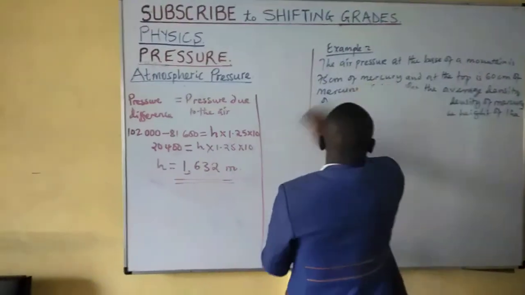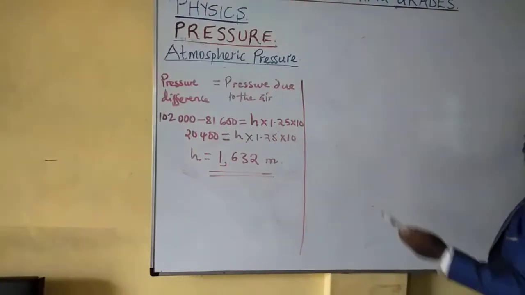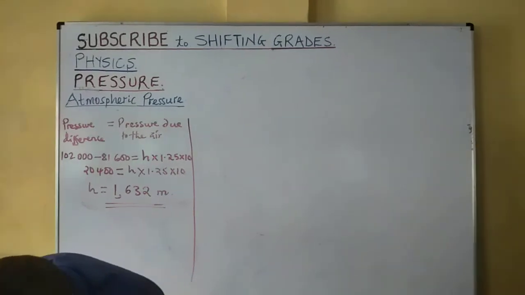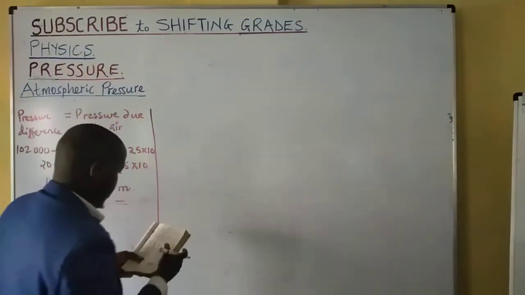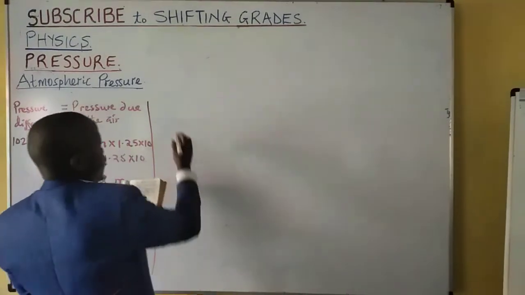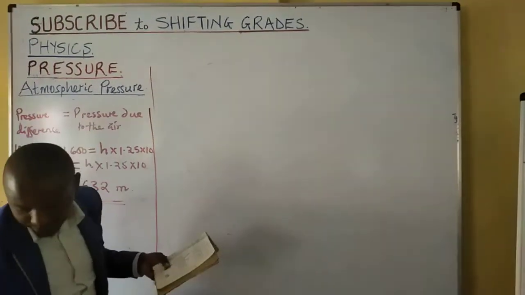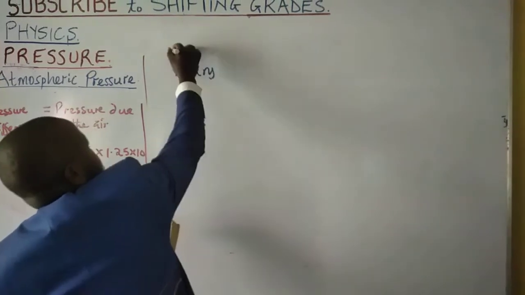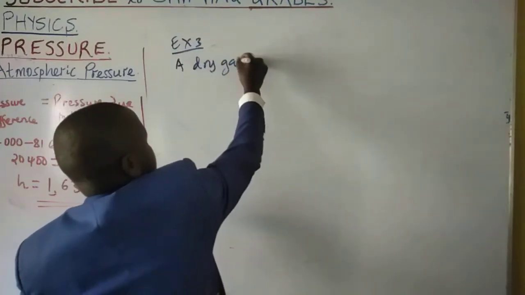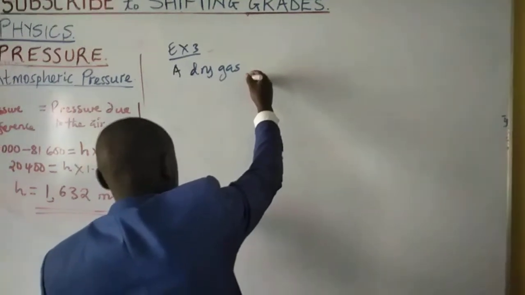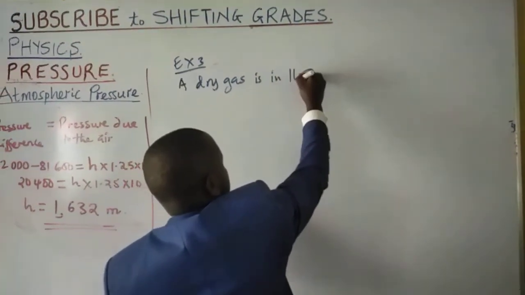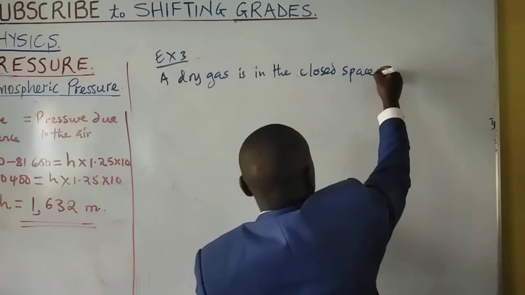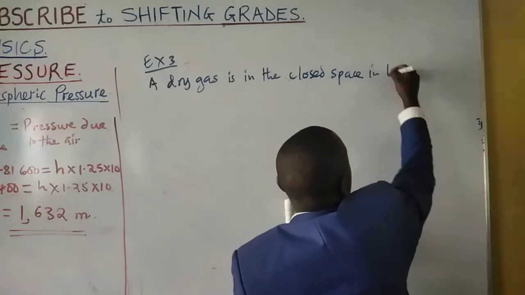One further example. This is example three. The example says the diagram below shows a mercury manometer. Then we are told a dry gas is present in the closed space, in limb A.